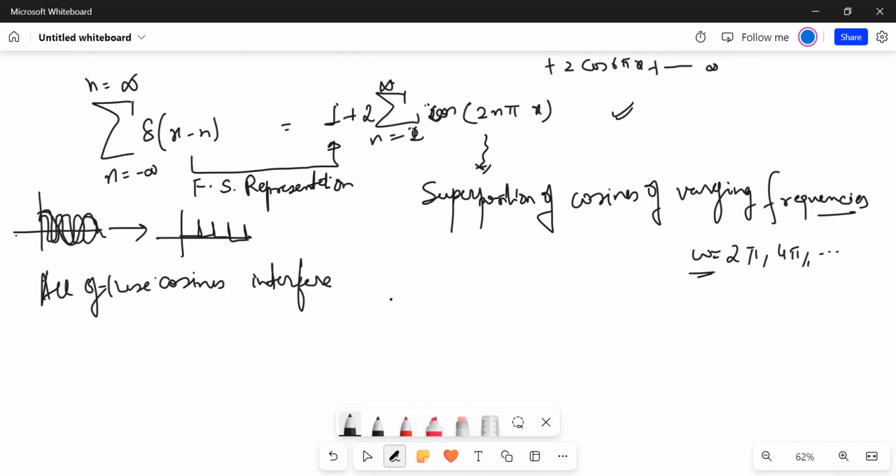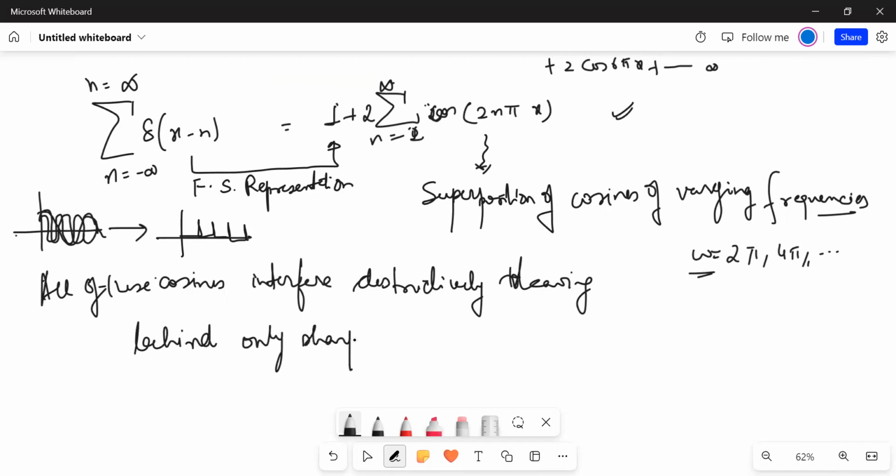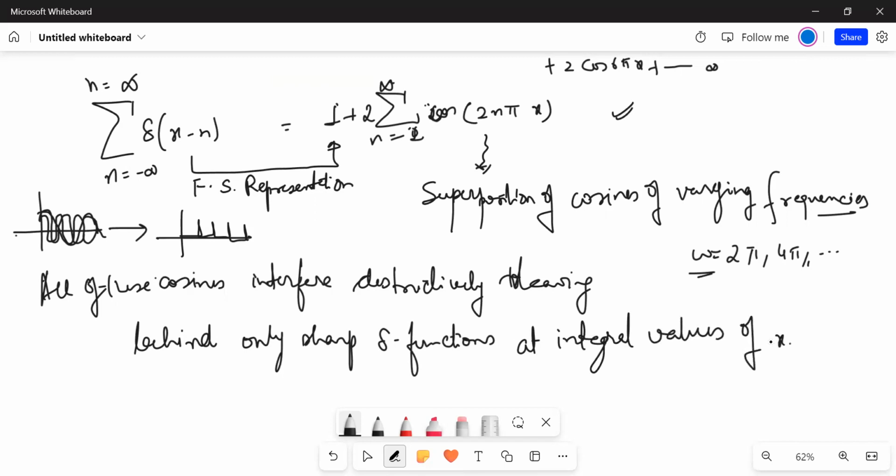Okay, so all these cosines interfere destructively to give rise to, or you can say leaving behind, only sharp Dirac delta functions at integral values of x. So this is how it is.